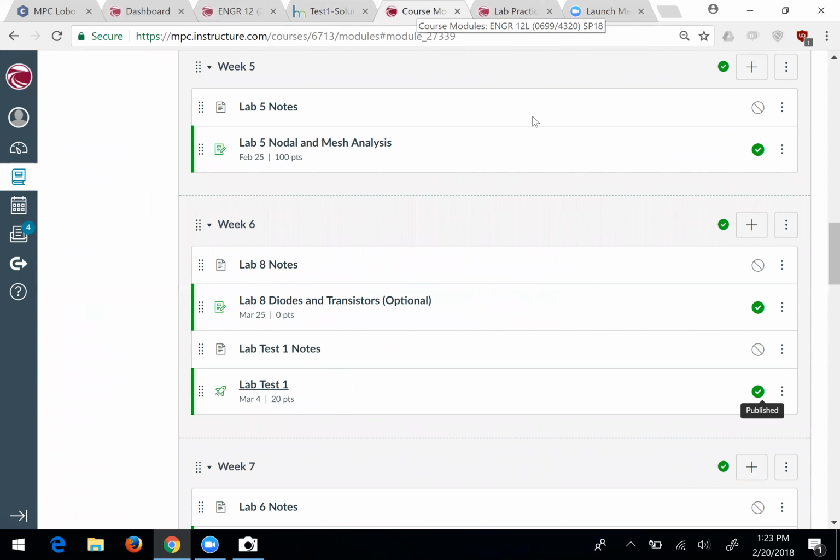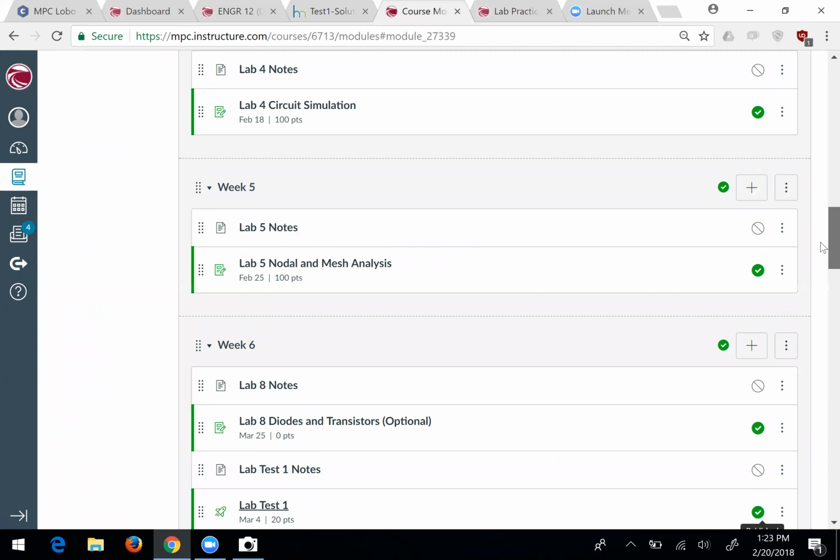And we are doing lab 5 today, nodal and mesh analysis.